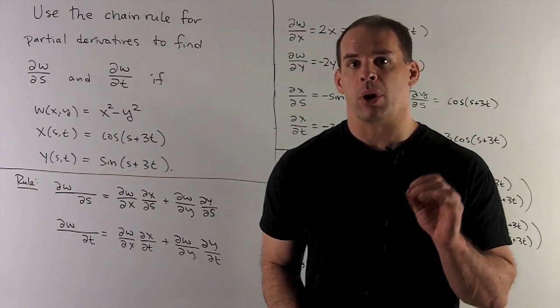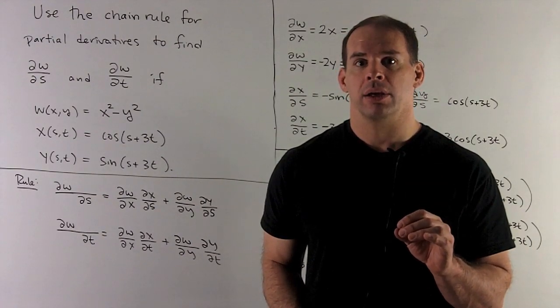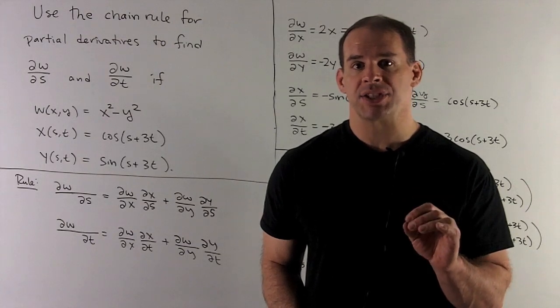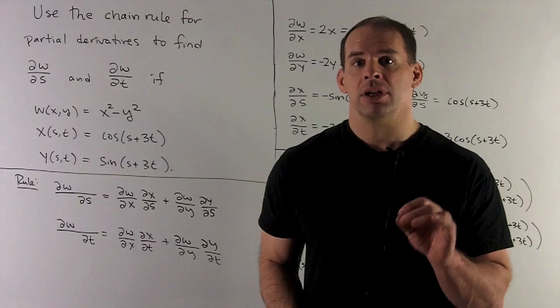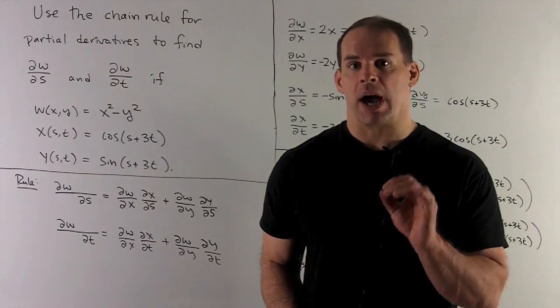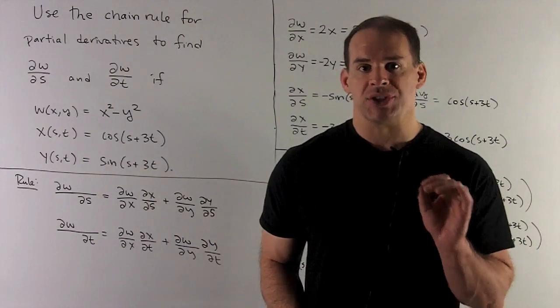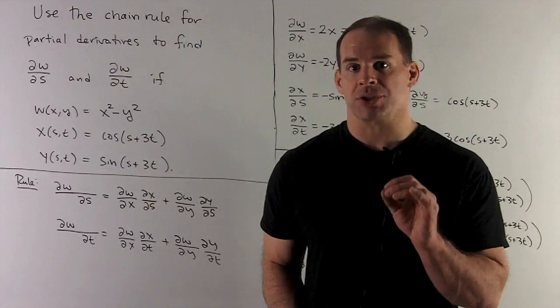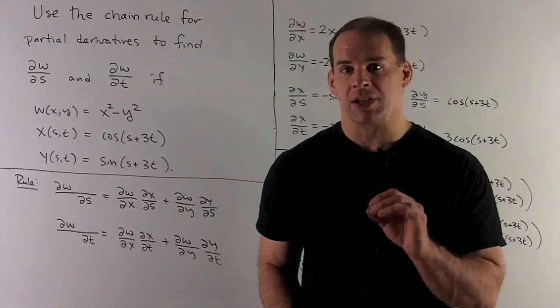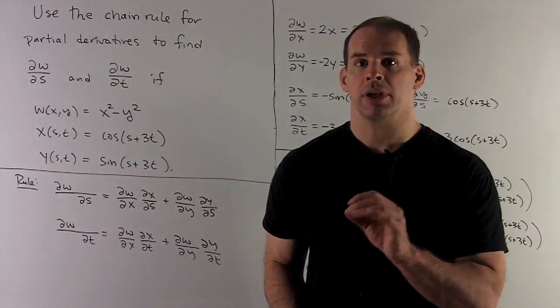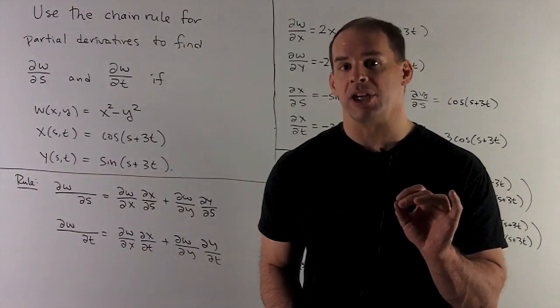Use the chain rule for partial derivatives to find partial of w with respect to s, partial of w with respect to t, if w equals x squared minus y squared, x is equal to cosine of s plus 3t, y is equal to sine of s plus 3t. So first, I write down my equations.